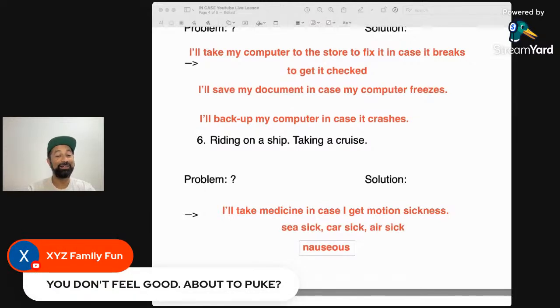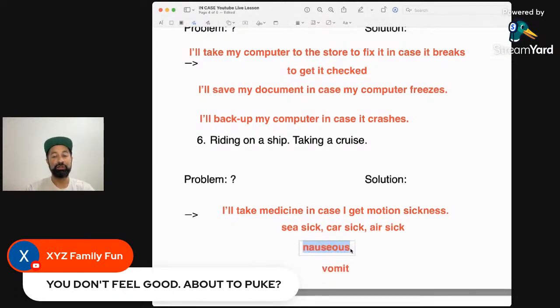Nauseous, you don't feel good, about to puke. Yes, XYZ. Yeah, that's what nauseous means. It means that you don't feel good and you're about to puke, or vomit. Vomit is another word we can say. Puke is more slang. I love that you know that, XYZ. Maybe vomit is a little bit more of a medical word. But yeah, puke is great.